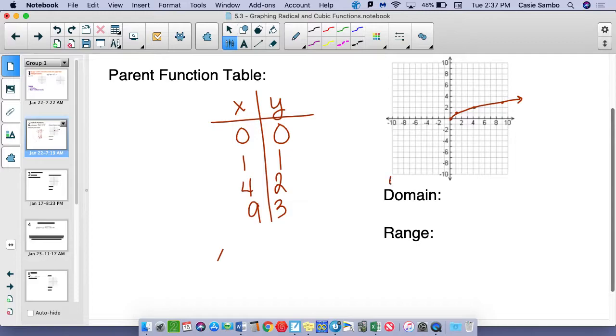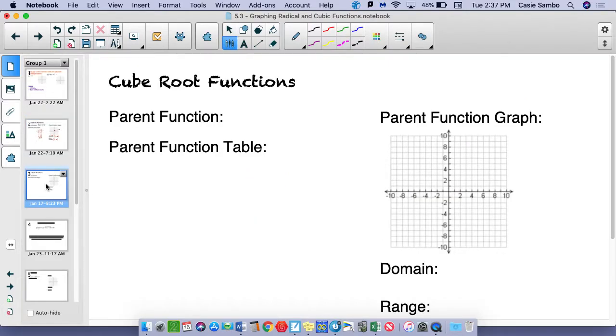The domain of this. Remember, domain is from left to right. If we're going from the left, it starts at 0, and it touches 0, so we use a bracket because it's included. And it goes over forever to the right, which means that it goes to infinity. Since we can never touch infinity, we use a parenthesis. Range goes from bottom to top. Again, it starts at 0, can touch 0, and it goes up forever, so it goes to infinity. We can't touch infinity.